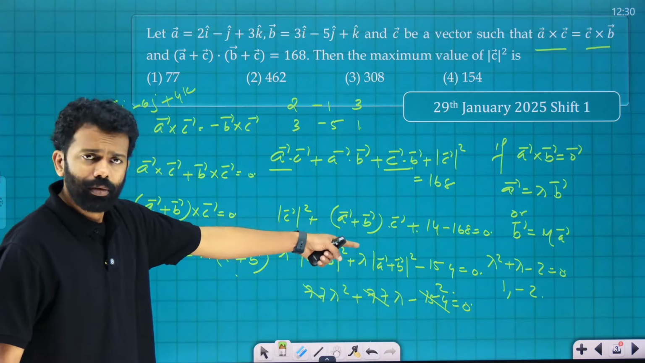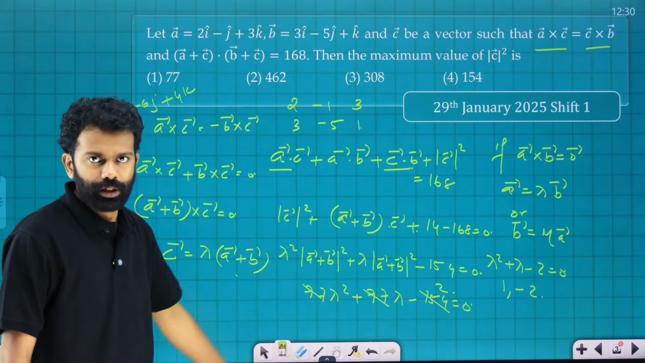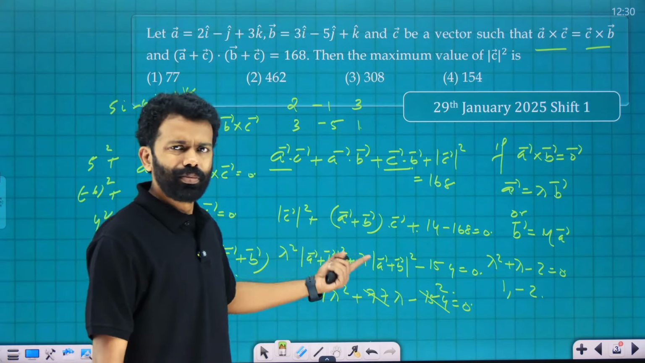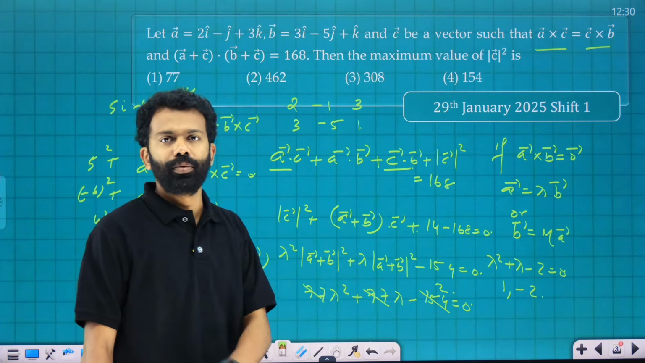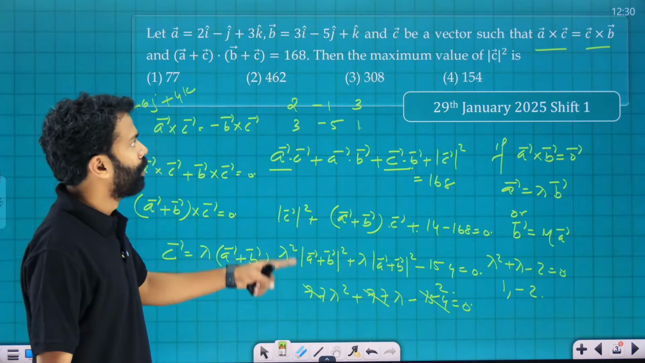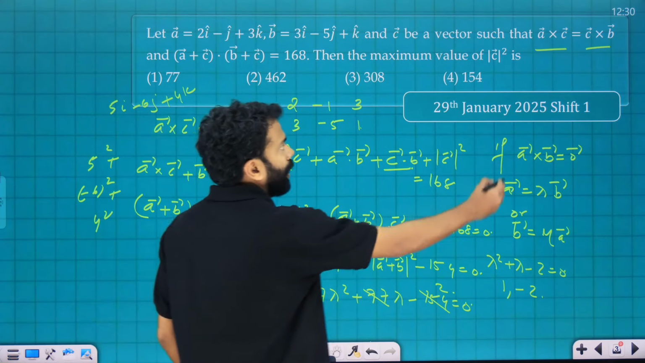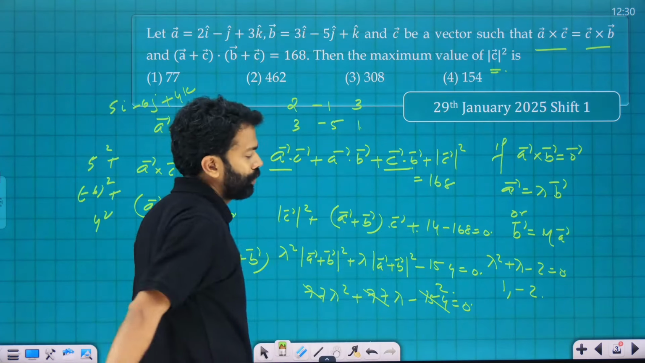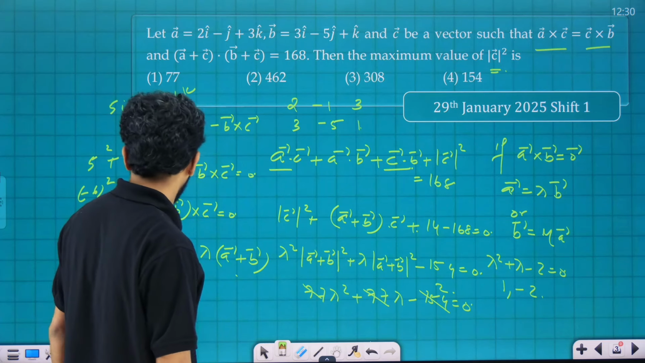You will easily get them by the methods of solving quadratic equations, either the factorization method, or direct inspection method, or using the formula of the quadratic equation. Okay, those are the two values you will get, 1 and minus 2. But here we need to find the maximum value of magnitude of c square, right? Okay, to the next slide.